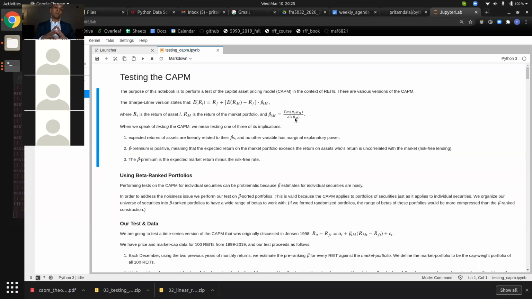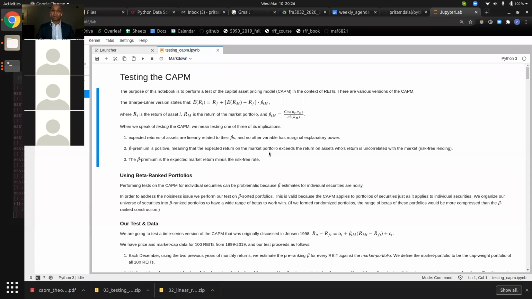So when we talk about testing the CAPM, we mean testing one of three of its implications. The first is that expected returns are linearly related to their betas, and this beta has the same interpretation as the coefficient in a simple linear regression. So basically, expected returns are defined by this very simple linear regression model. Expected returns of assets are linearly related to their betas, and no other variable has marginal explanatory power. So that's one of the implications.